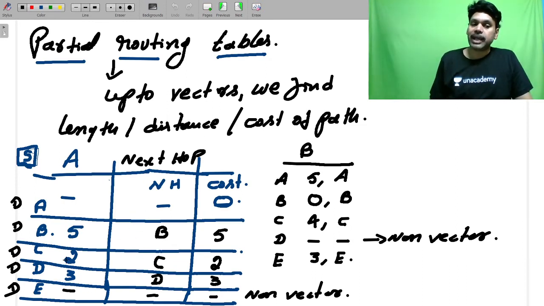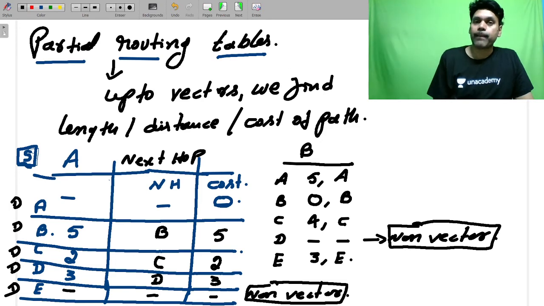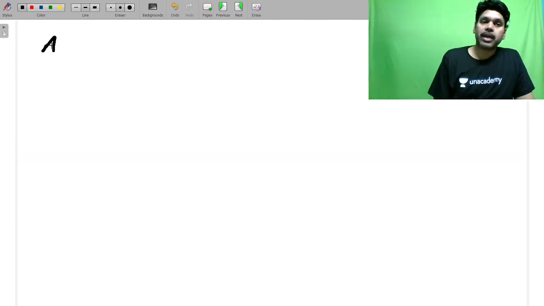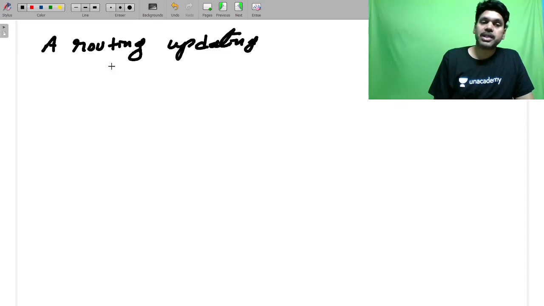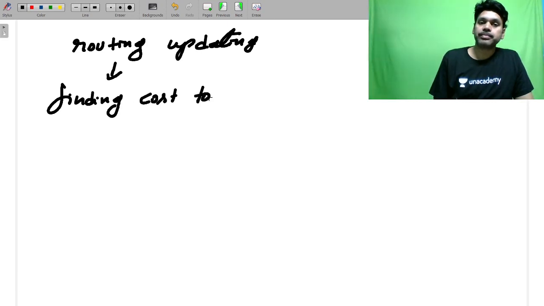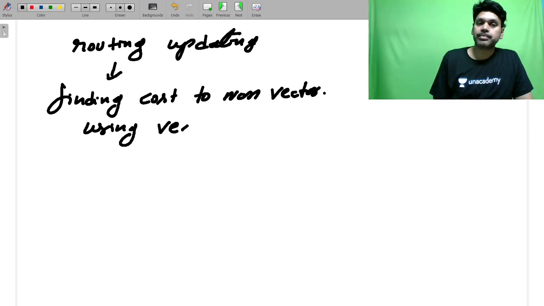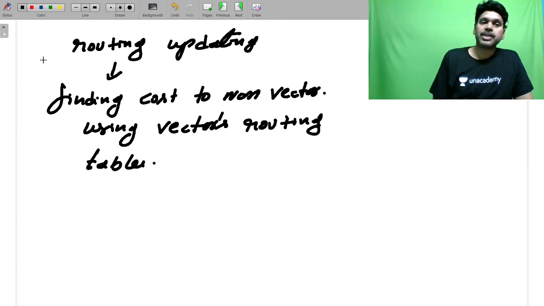Because A is partially completed. A still needs E, only one non-vector there. And B also has only one non-vector. So A and B tables we are going to solve. So, A routing table updating, which is nothing but finding the distance, the cost, to a non-vector using the vectors' knowledge.